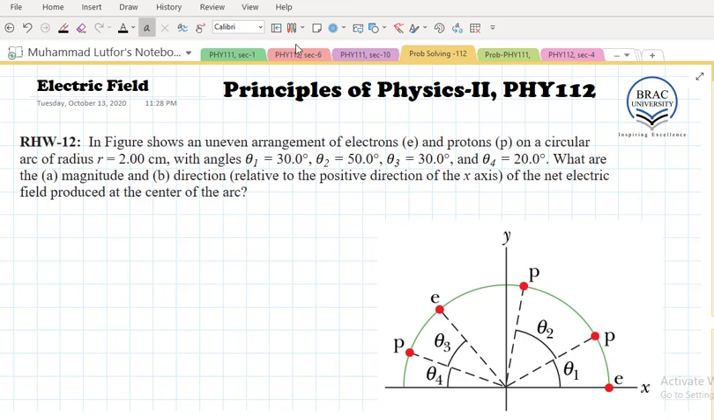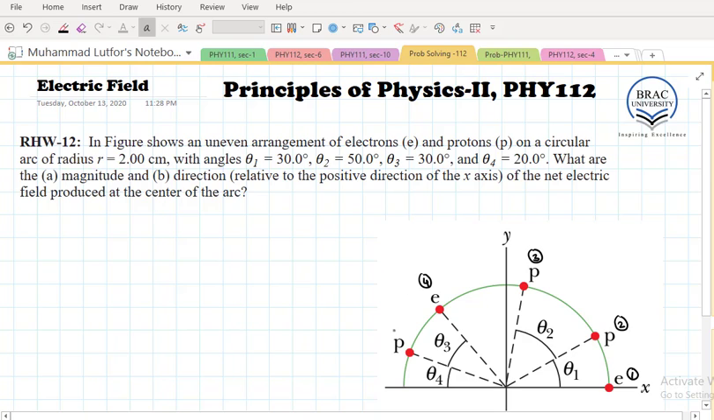So they say there is an uneven arrangement of these charged particles. This is the electron, this is the proton, this is again a proton, this is an electron, and this is again a proton. I label the particles with numbers. This is particle 1, this is particle 2, because they have the same charge magnitude and only the polarity is different, so it will be easier for me. This is particle 4, and this is particle 5.